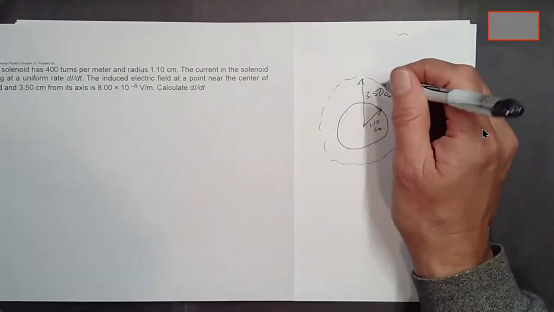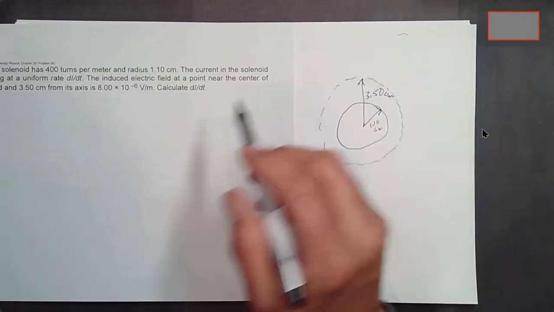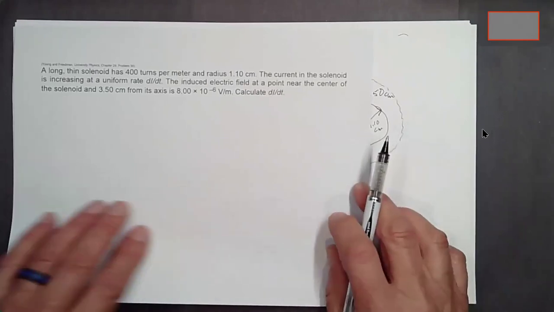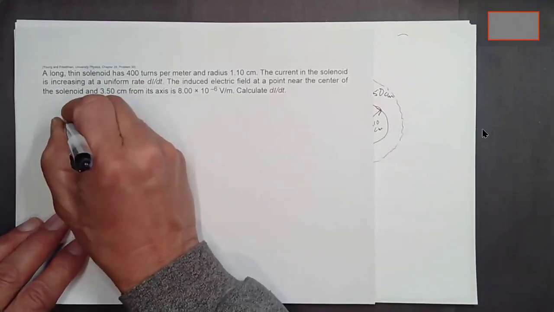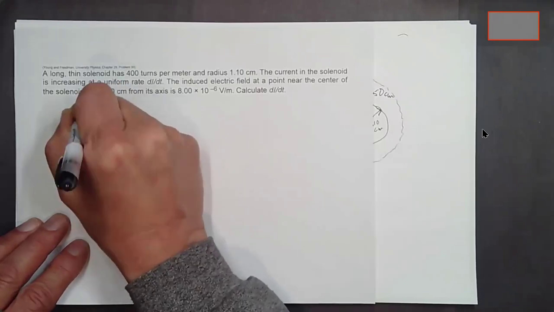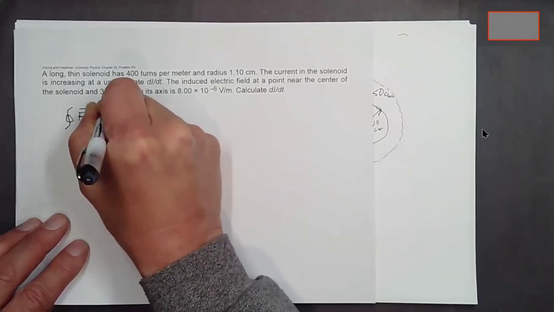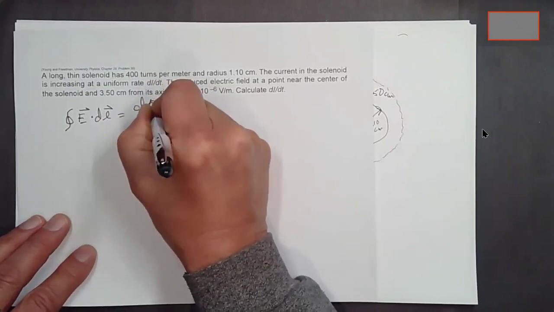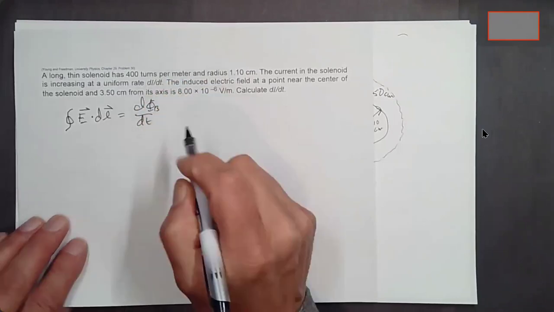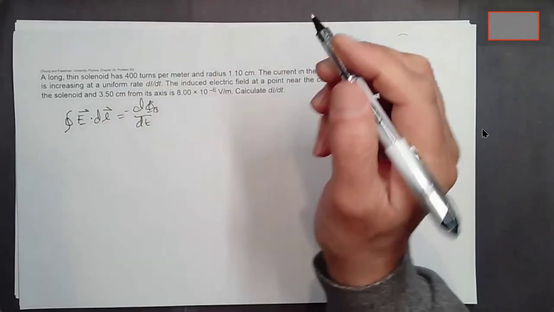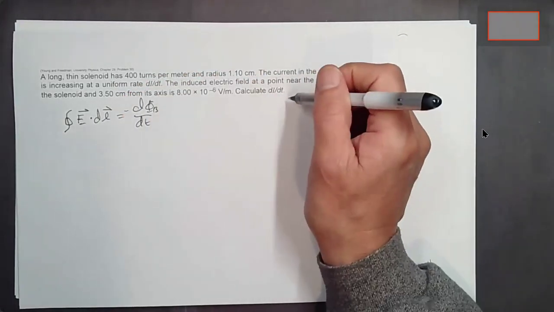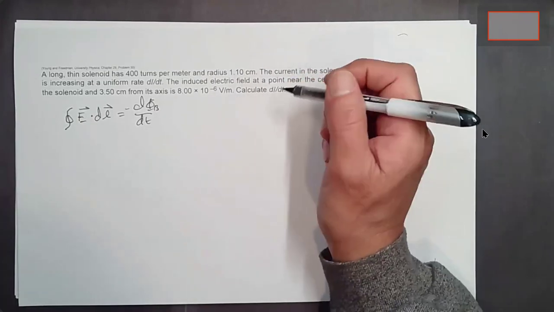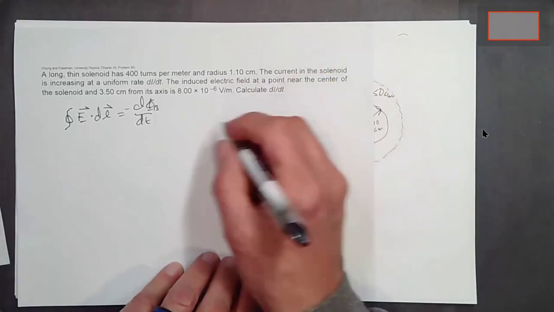Okay, but this time we're out there 3.50 centimeters out, and we can use these relations that we've got. For instance, if I do this E dot dl around a closed path, that will end up equaling the flux of B dt, the time rate of change of the flux. Actually, we put a minus sign on here, but we're just interested in the magnitude of the rate at which the current is changing.